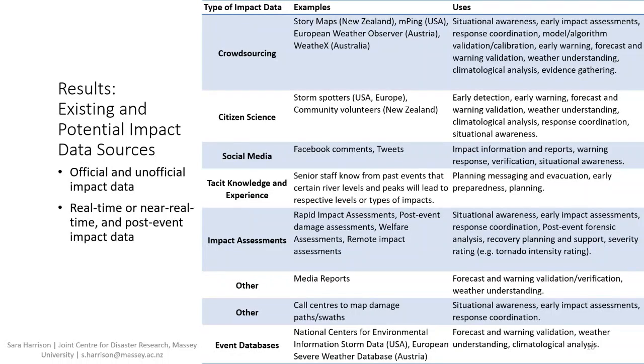So this includes impact assessments, media reports, and call center data, and then existing event databases, some of which Isabel tapped into. And then we also have tacit knowledge and experience, like I said, hydrologists and meteorologists kind of calling each other up and saying, we've seen this happen before, so we should prepare, etc.